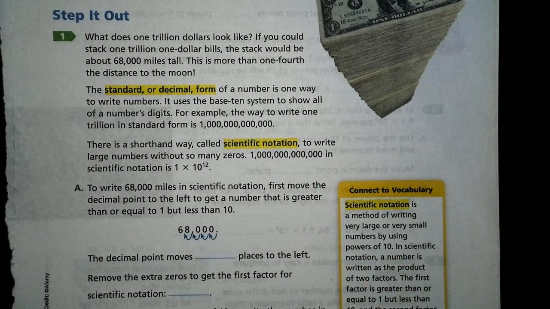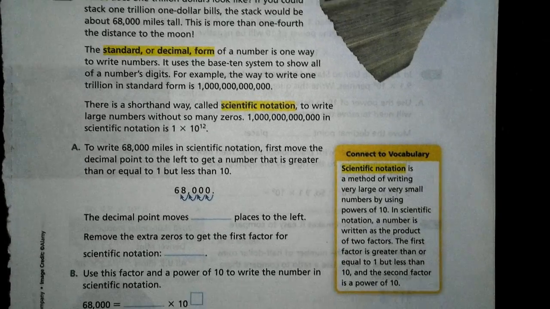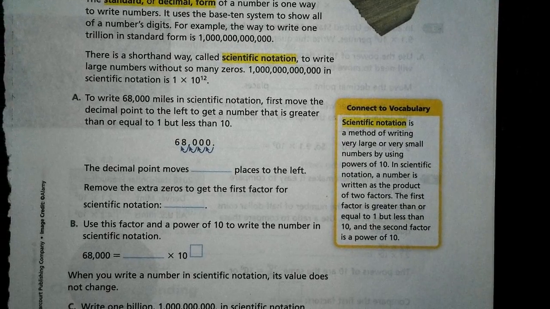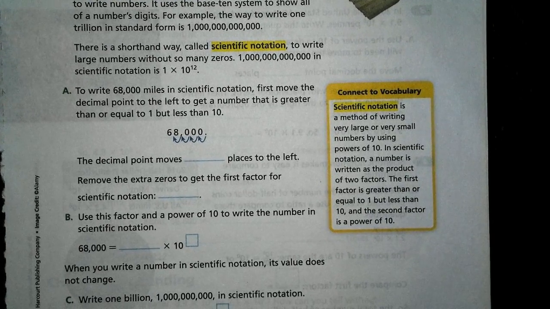Your problem of the day from yesterday or Tuesday also had you work on something like this, and this is why it was chosen as the problem of the day. So to write 68,000 miles in scientific notation, you first move the decimal point to the left to get a number that is greater than or equal to 1, but less than 10. So basically what that is saying is move the decimal to the left until there's only one digit in front of the decimal that's not a zero in this situation.